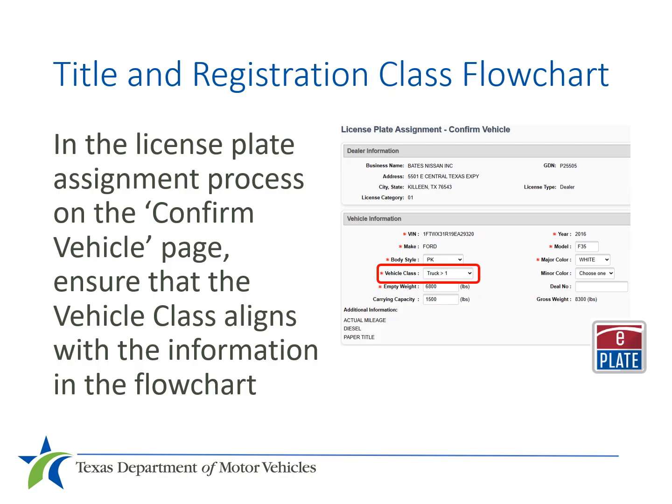Then it will take you to the license plate assignment - confirm vehicle page. On this page, there will be a box that allows you to select vehicle class. Oftentimes, this box will already show a selection based on the previous title information, but sometimes it may not have anything selected and will prompt you to choose your own option. Either way, you should verify that the correct selection is made based on the information in your flowchart.